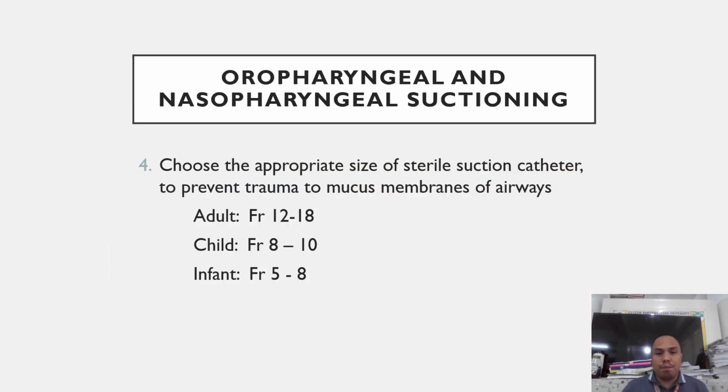Choose the appropriate size of the sterile suction catheter to prevent trauma to the mucous membrane of the airways. We need that to prevent trauma to the mucous membranes of our airways. For an adult, that is 12 to 18. For the child, 8 to 10. And for the infant, 5 to 8.